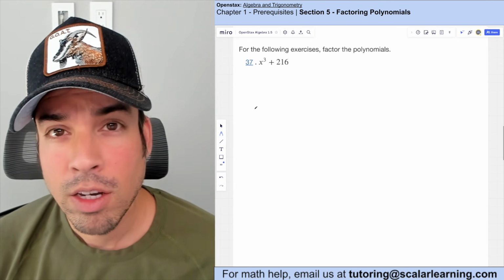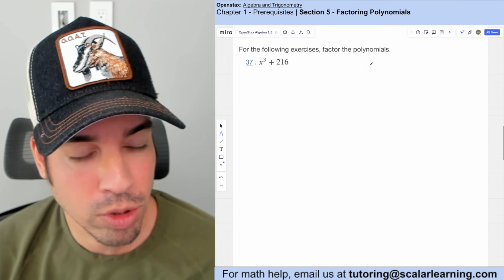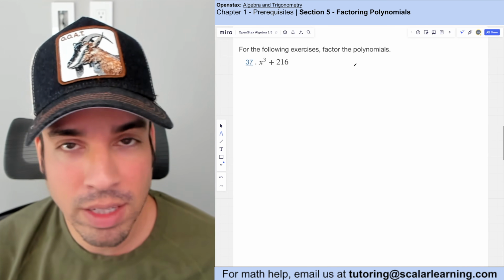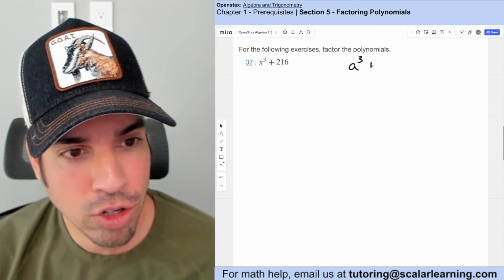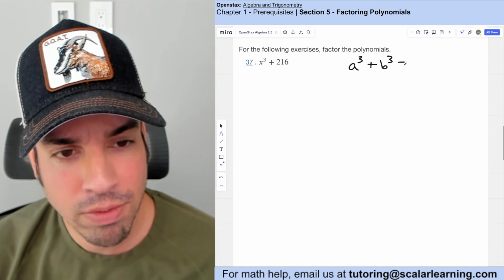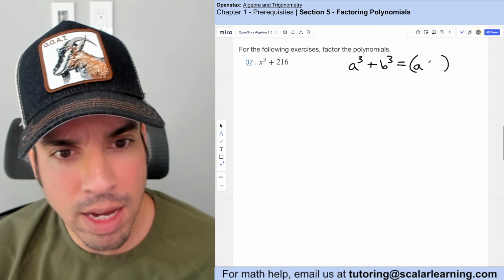done. Here we've got a sum of cubes. So how do we factor a sum of cubes? A nice thing I like to remember is same, different, plus. So in this case, let's pretend we have a cubed plus b cubed. That would factor to be like so, same, which is a plus b.